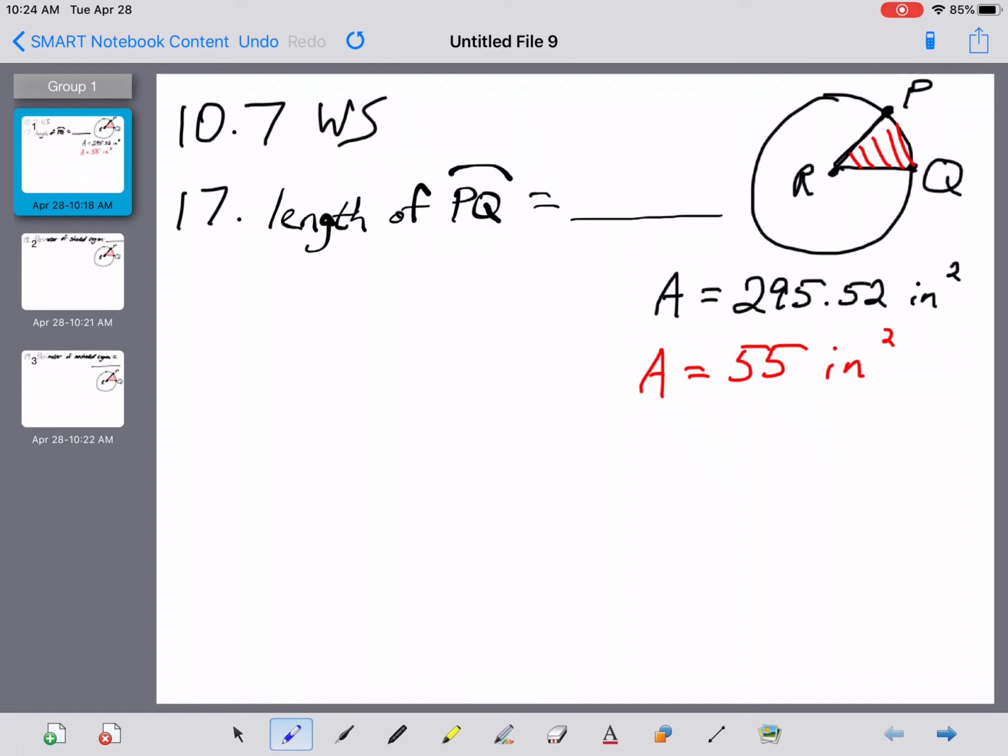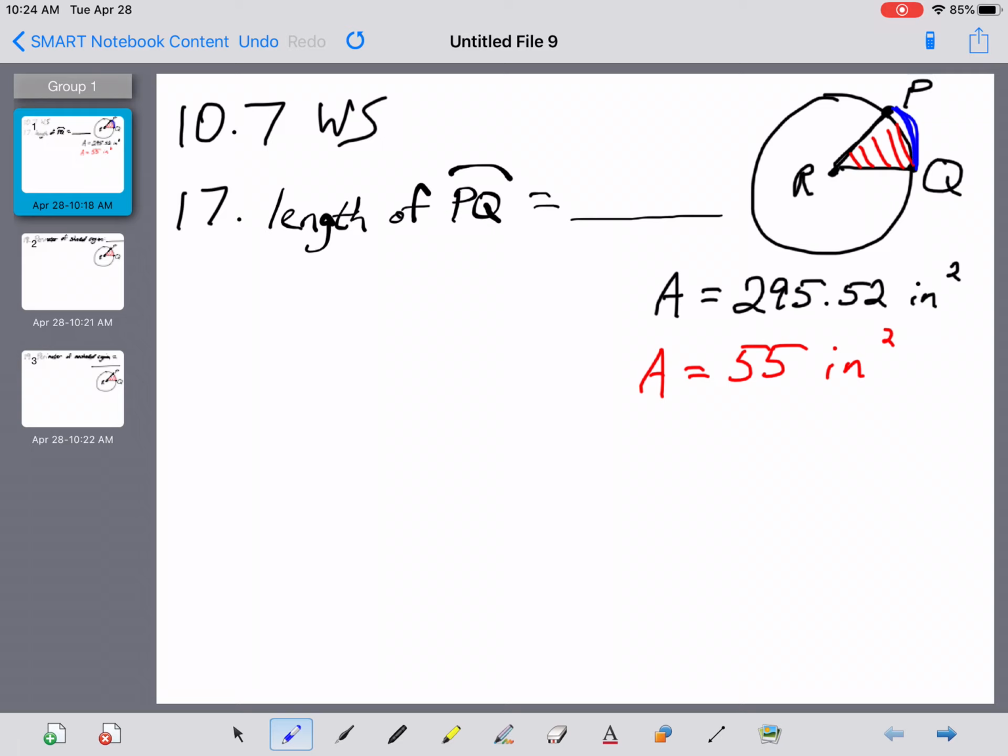Let's talk about what's going on right here. On this 10.7 worksheet, we have circle R, and radii drawn from R to P and from R to Q. And this little wedge, the shape of a piece of pie that I've shaded in red, is called a sector. They want us to find the length of arc PQ, basically the crust of that pie or that pizza.